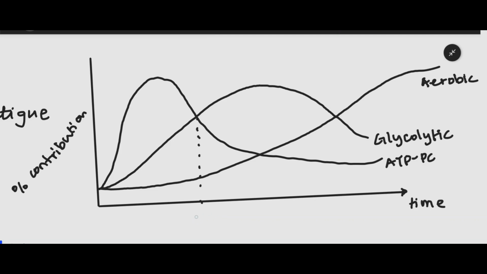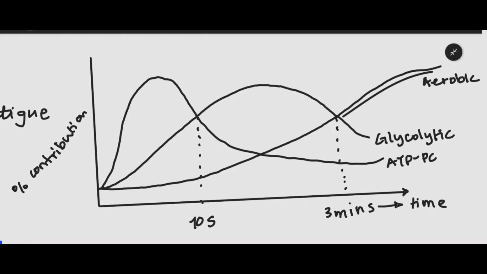So the ATP-PC system takes charge up until 10 seconds, and then the glycolytic system takes charge from 10 seconds up to around 3 minutes, and then 3 minutes and upwards we have the aerobic system taking charge. So that is the energy continuum. Anytime you hear of energy continuum, think about this graph.